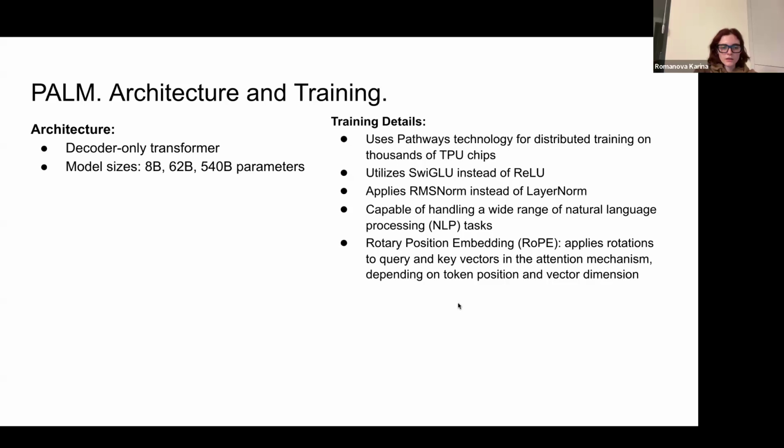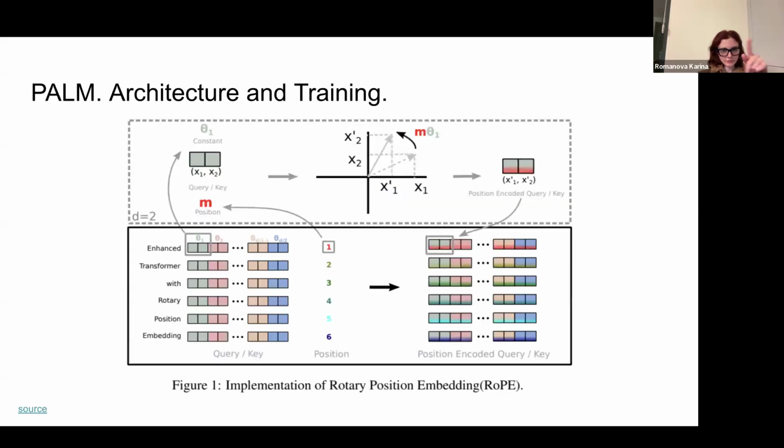Also, they used rotary positional embeddings, a technique PaLM uses to handle positional information more effectively. Unlike absolute positional encodings, RoPE applies rotations to query and key vectors. I have a picture here of how it works: rotations to query and key vectors in the attention mechanism. This allows the model to keep track of positions while maintaining flexibility for varying sequence lengths.